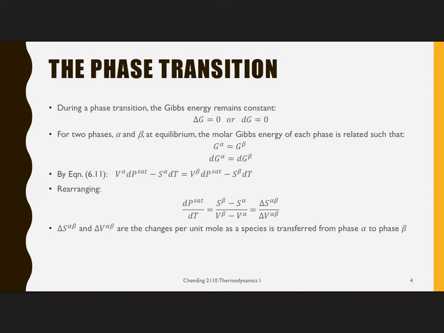And fortunately, I can use algebra to combine these to solve for dP of vaporization, dP sat, divided by dT. And what we find is that this is equal to S for phase beta minus S for phase alpha divided by V for phase beta minus V for phase alpha, or more simply, delta S for phases alpha beta over delta V for phases alpha beta. These are the changes in entropy and volume per unit mole as we go through the phase change.